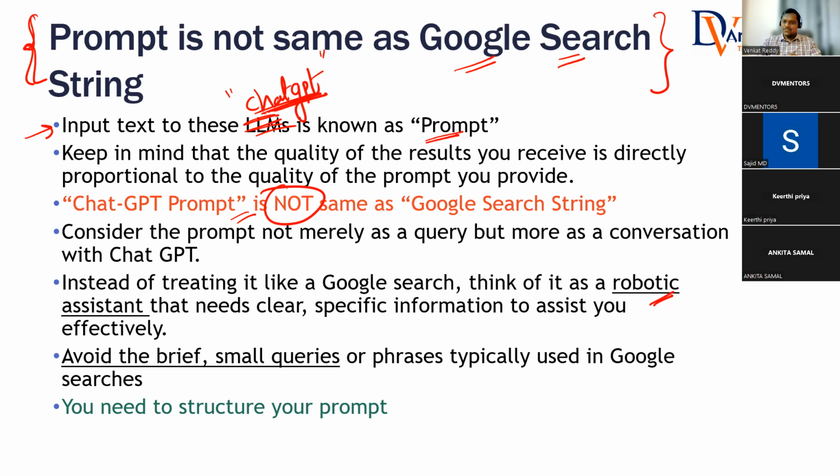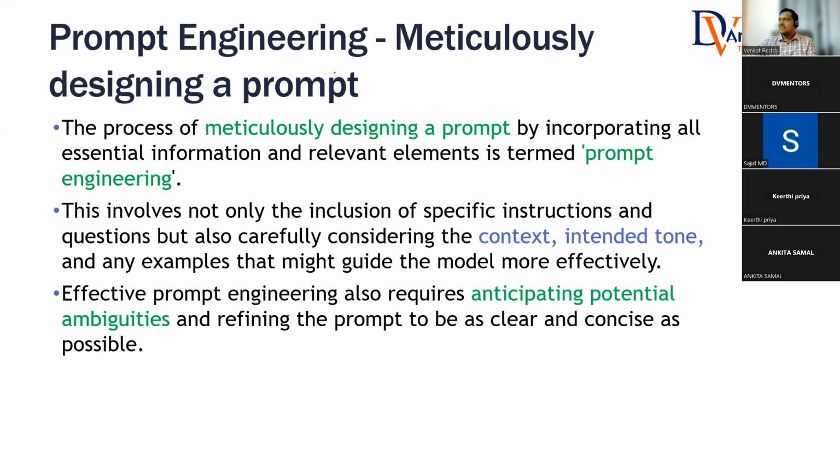If you can take that as one final takeaway from this session, that is sufficient. Basically, a prompt is not the same as a Google search string. A prompt has to be well planned. So what is prompt engineering? What is this whole session about? Meticulously designing a prompt. How do you design a prompt? You change the way you are interacting with ChatGPT, meticulously designing a prompt by incorporating all the essential information. That is known as prompt engineering.